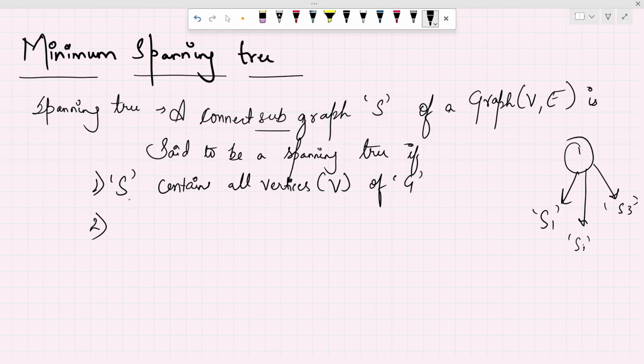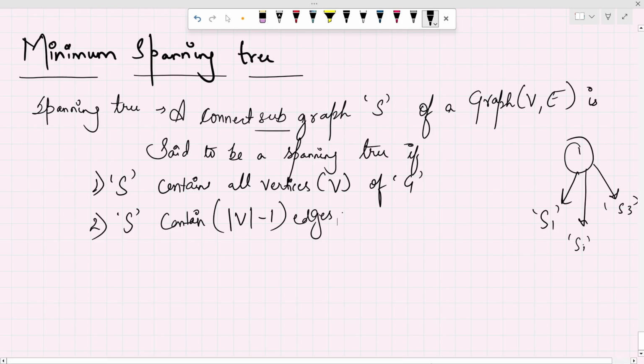The first point is that all the vertices should be the same, which means if in a graph there is a vertex, let's say V, the subgraph also contains the vertex V. Now the second point, which is also very important: in the definition we say it's a connected graph, so the vertices should be connected through edges. How many edges will be there to connect this graph? A spanning tree should contain V minus 1 edges.